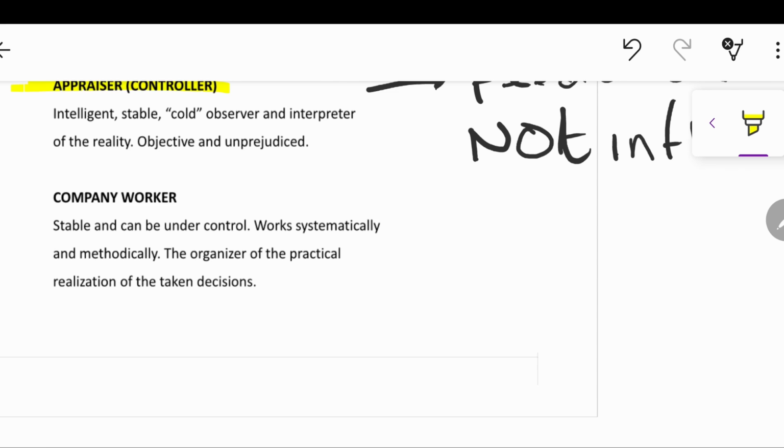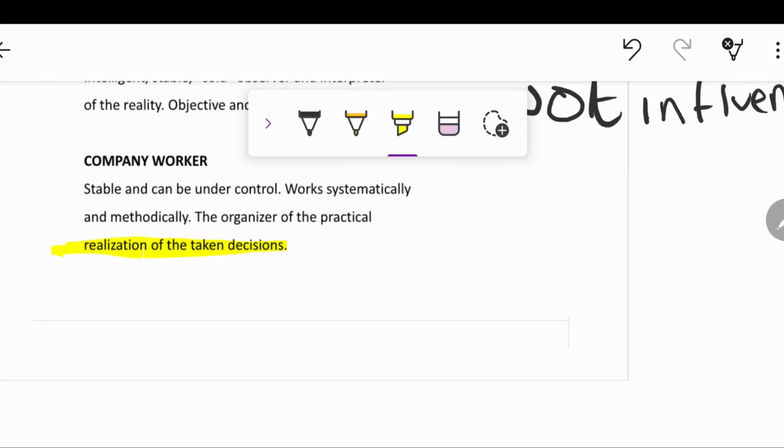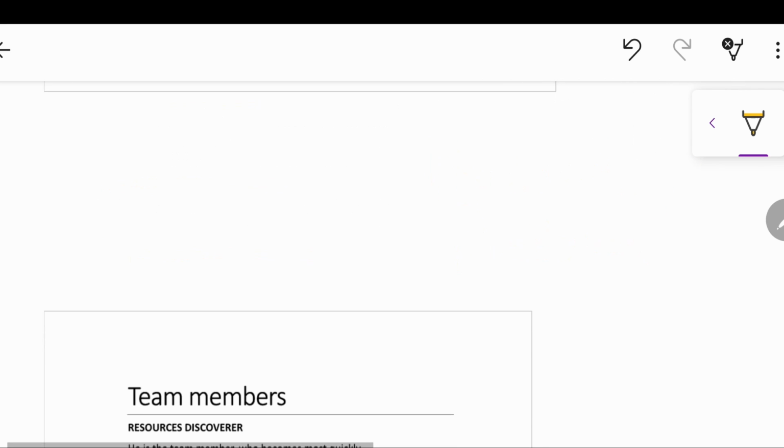Then you have the company worker. This person realizes the decision. So when a decision is put in place, this person will do all the practical jobs. He will realize the decision that has been made.